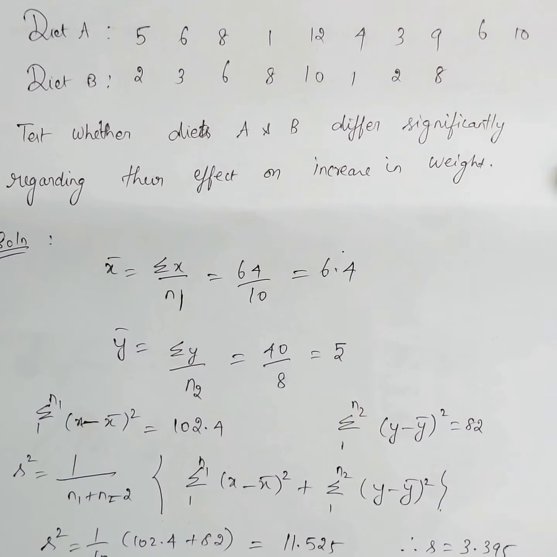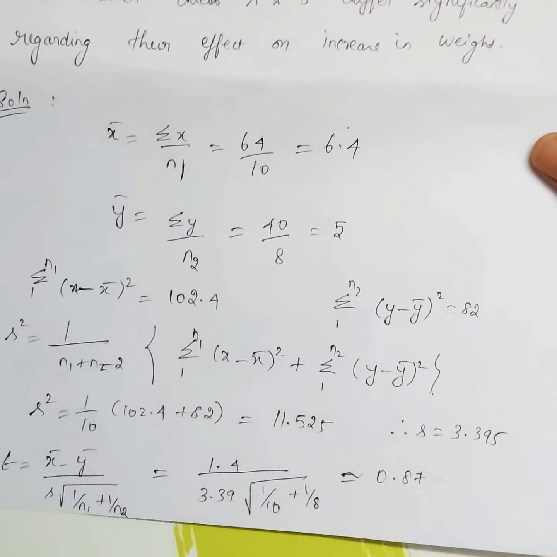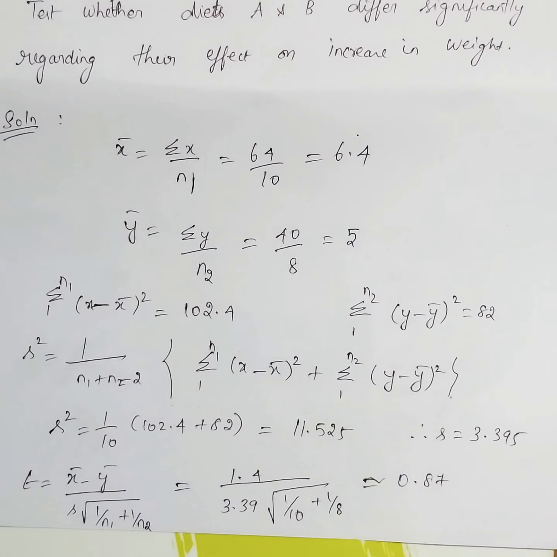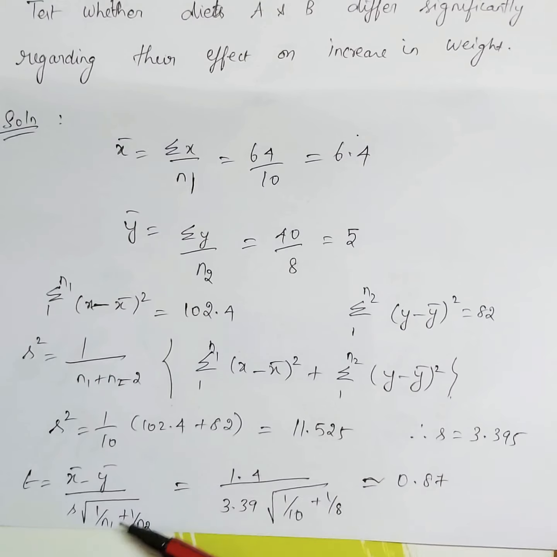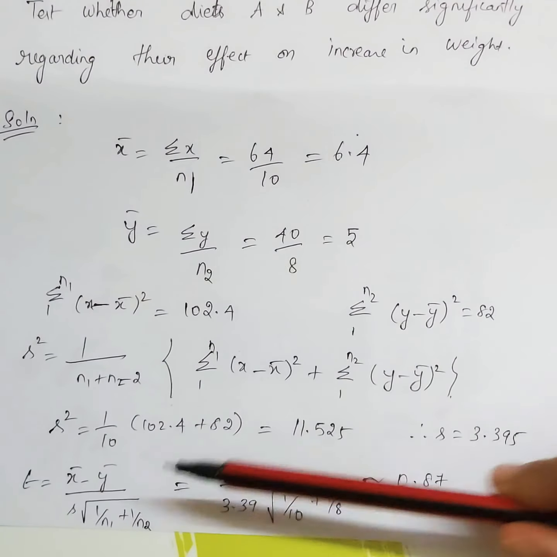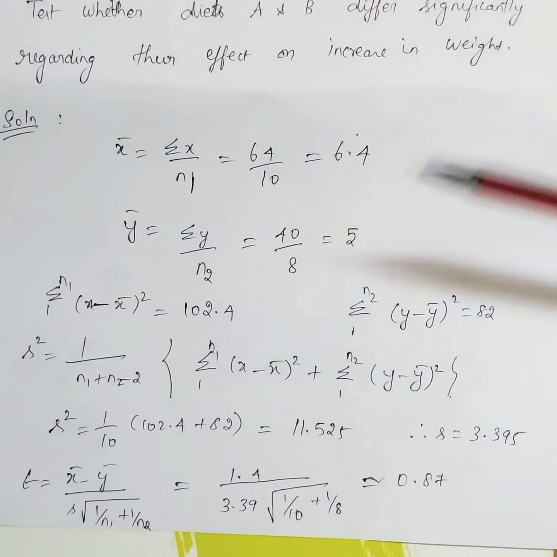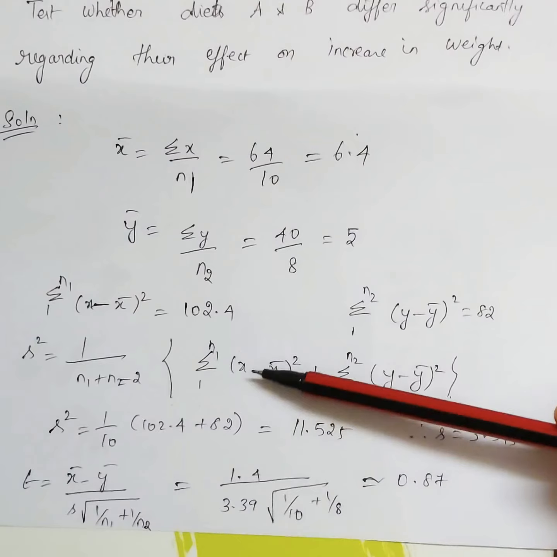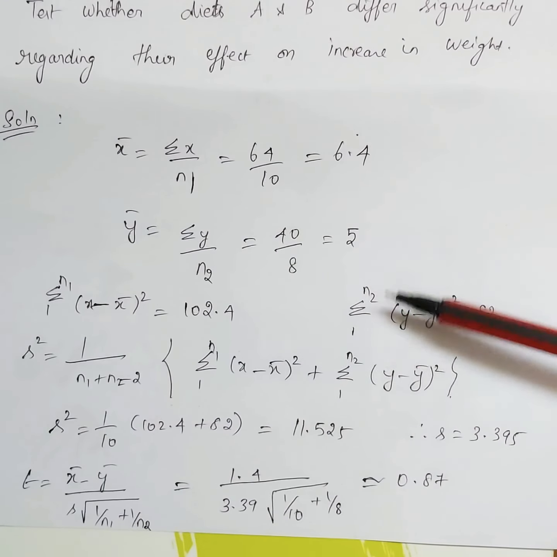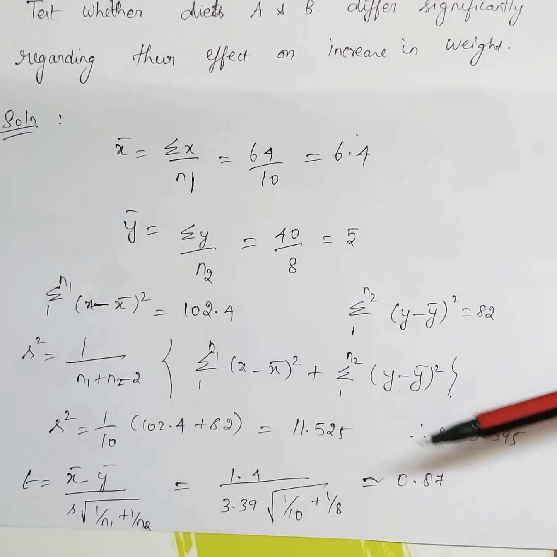Okay. So now this is a new formula. Of course, the t, if you remember, the final t formula is the same. T is equal to x bar minus y bar by s into root of 1 by n1 plus 1 by n2. Be happy for that. This formula is same. And s square also same: 1 by n1 plus n2 minus 2 into summation of x minus x bar the whole square plus summation of y minus y bar the whole square, because we are having two different sets. Correct?